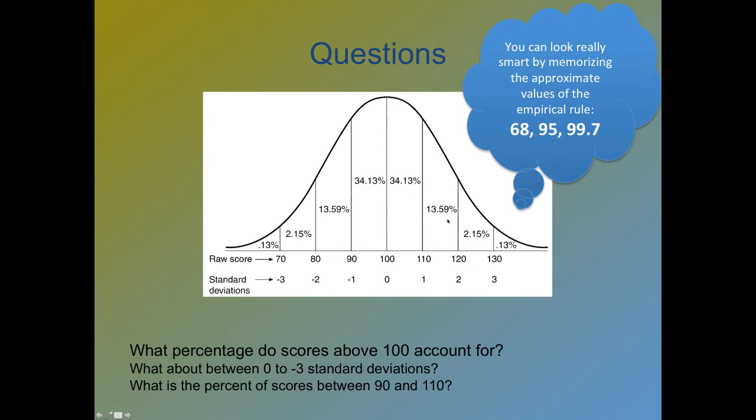Between 2 standard deviations to the positive side and 2 standard deviations to the negative side, this area right here underneath the curve represents 95% of the distribution. And between 3 standard deviations on the negative and the positive side, so from here all the way to here, that's going to be 99.7% of the scores that will fall underneath ±3 standard deviations away from the mean.